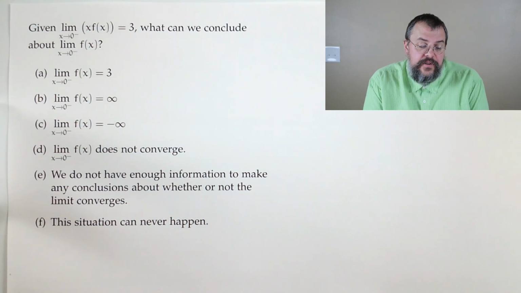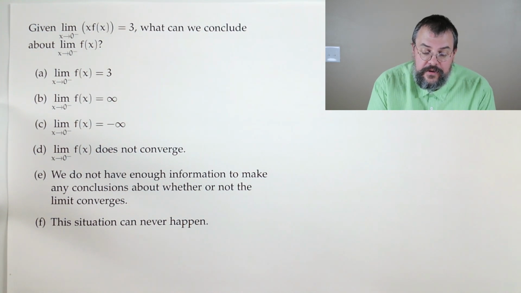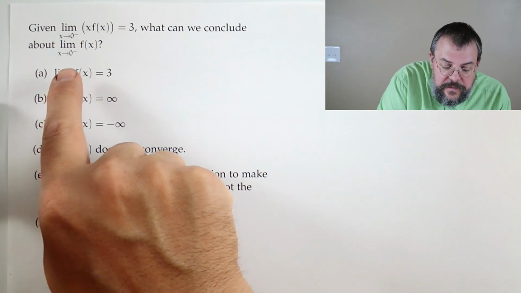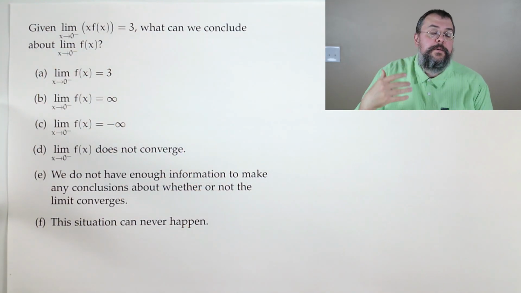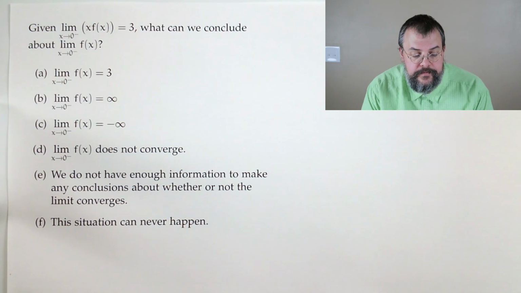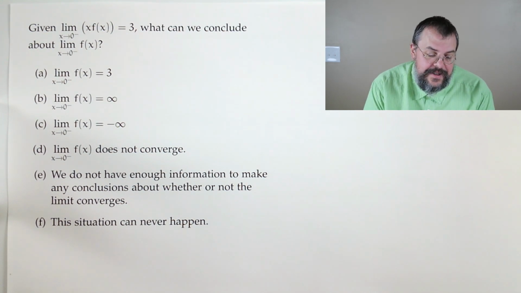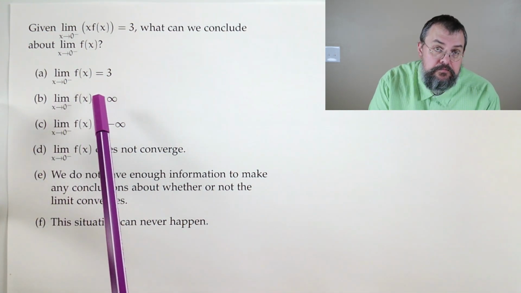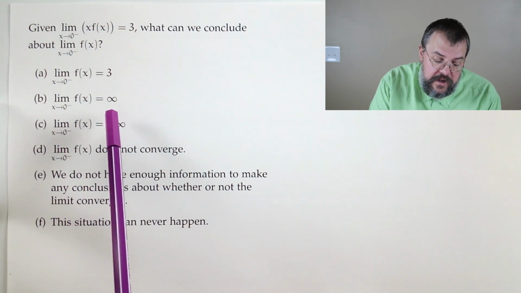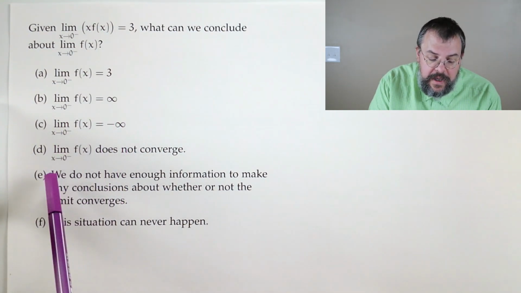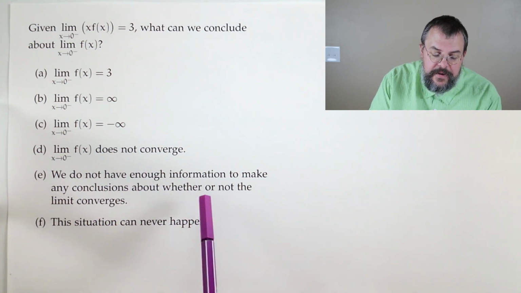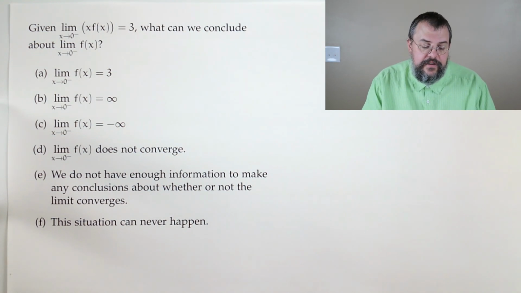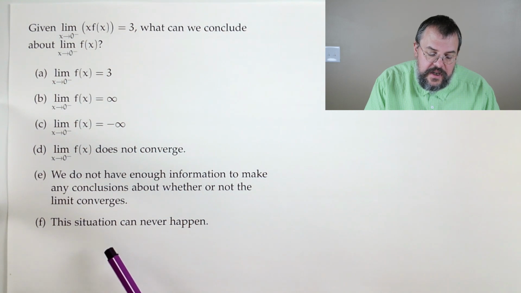Given the limit as x goes to 0 of x times f of x equals 3, what can we conclude about the limit as x goes to 0 of f of x? And I should point out, 0 from below, 0 minus. So I'm coming from the left-hand side. Now there's a couple of different options here. We need to go to 3, so maybe f of x goes to 3. Could be. Or maybe it goes to infinity. Well, that's a bold move. Or negative infinity. Maybe it doesn't converge. Or maybe we don't have enough information to make any conclusion about whether things converge or not. And of course, the last option, this situation can never happen.